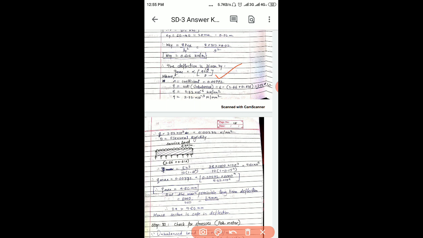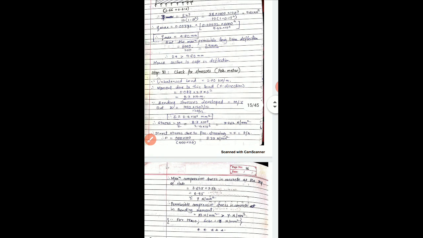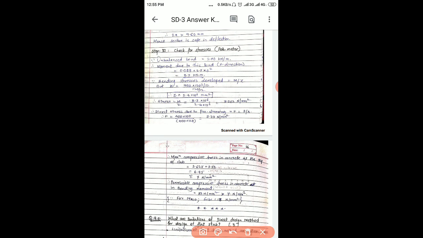By using this, q max is equal to alpha q lx raised to 4 upon D. Okay, D is the flexural rigidity. For this value also we have checked, and then we have checked for the stresses. What stress means here, we consider it as unbalanced load. Okay, for this unbalanced load we have calculated direct and bending stresses, M by Z and P by A. Okay, for these values also we have checked. So this will complete our numerical, and it is easy. Just divide our numerical into two parts and just go for the checks.